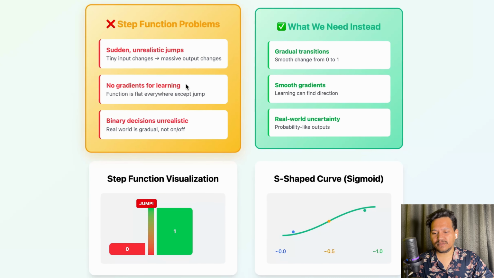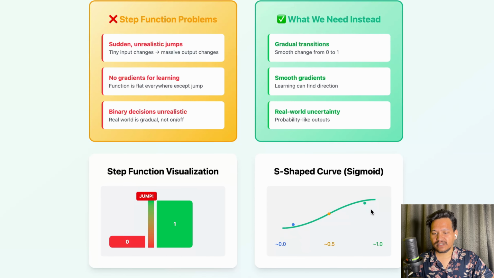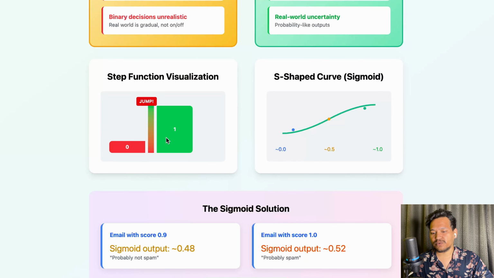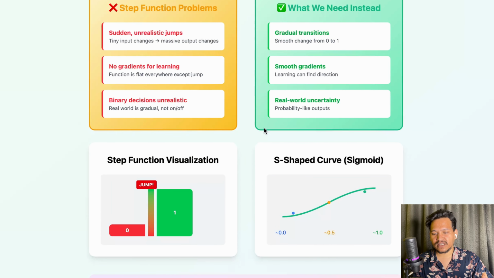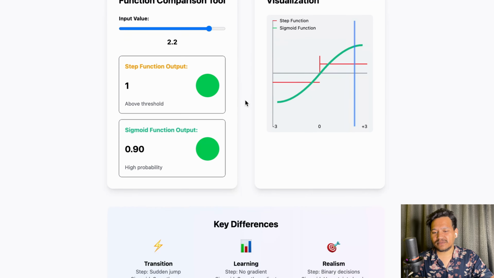Instead of a sudden jump, imagine an S-shaped curve. Low inputs will give you output close to 0, medium inputs output around 0.5, and high inputs will give you output close to 1. But it transitions smoothly. The smooth S-curve exists and it's called the sigmoid function. It gives us probability-like outputs between 0 and 1, smooth transitions, gradients we can use for learning. The same email that scored 0.9 might output 0.48, probably not spam. The email that scored 1.0 might output 0.52, probably spam. Much more reasonable, right?